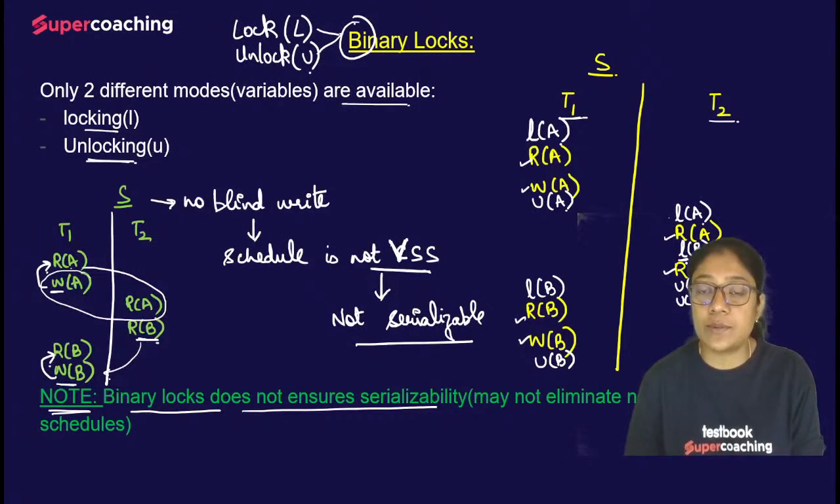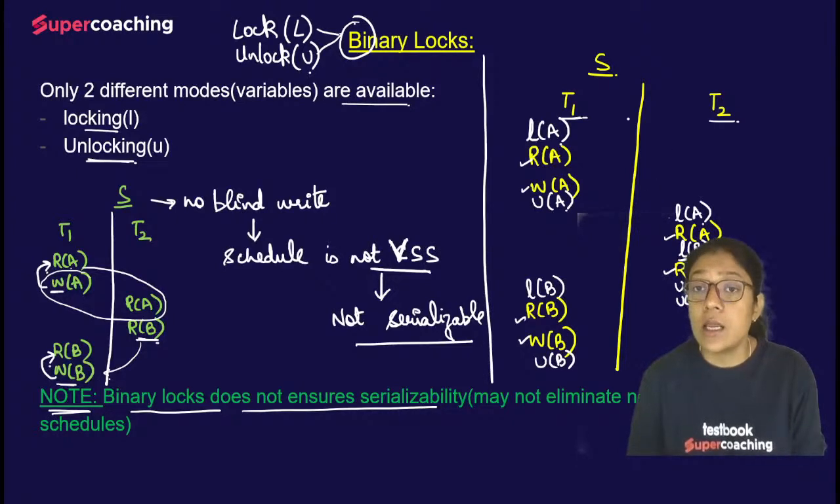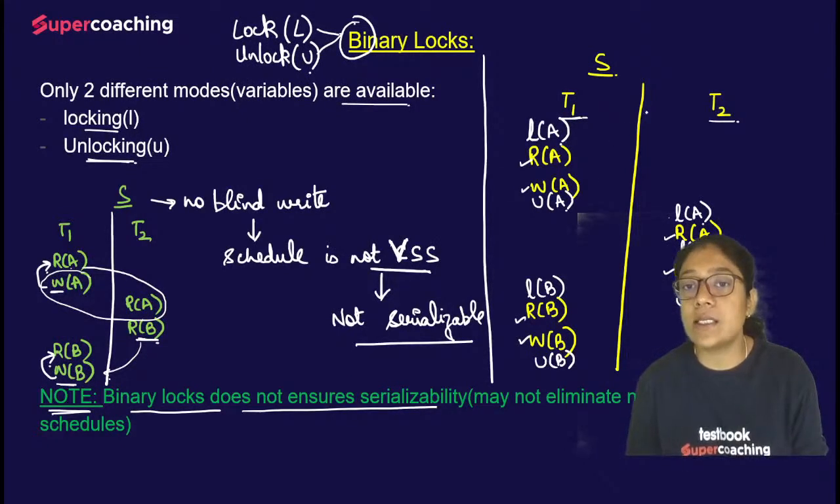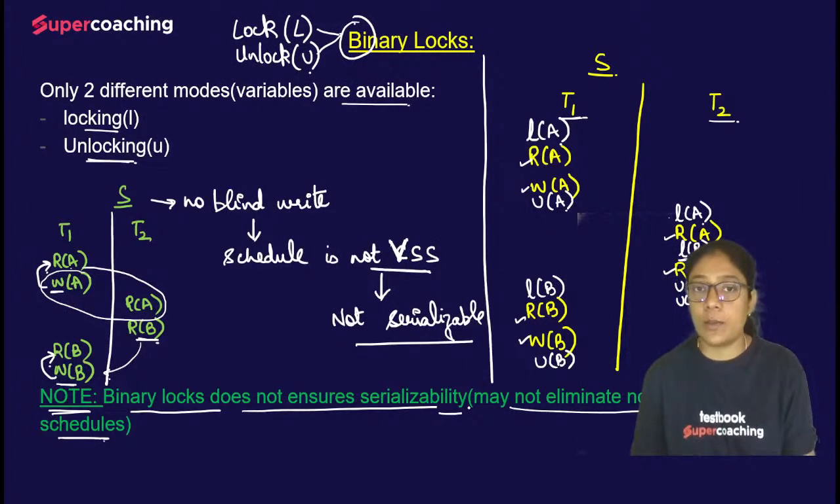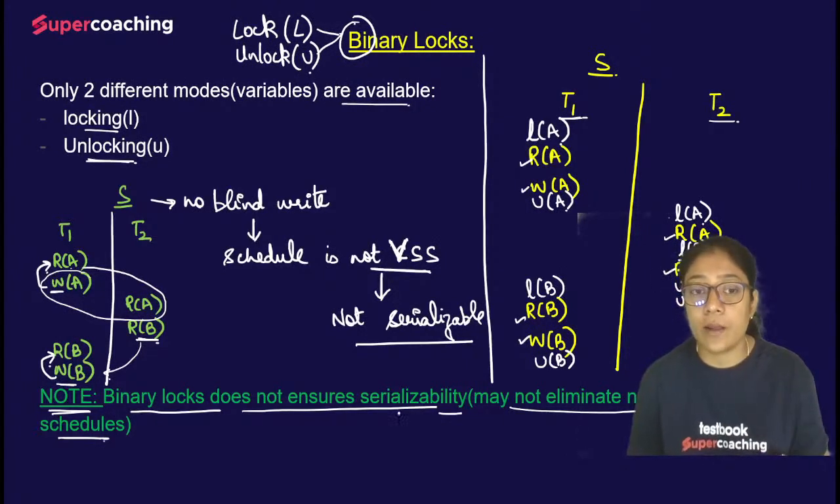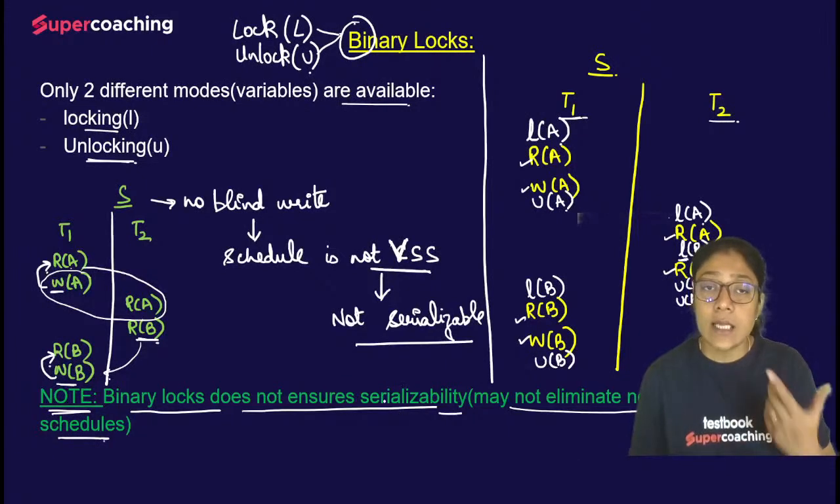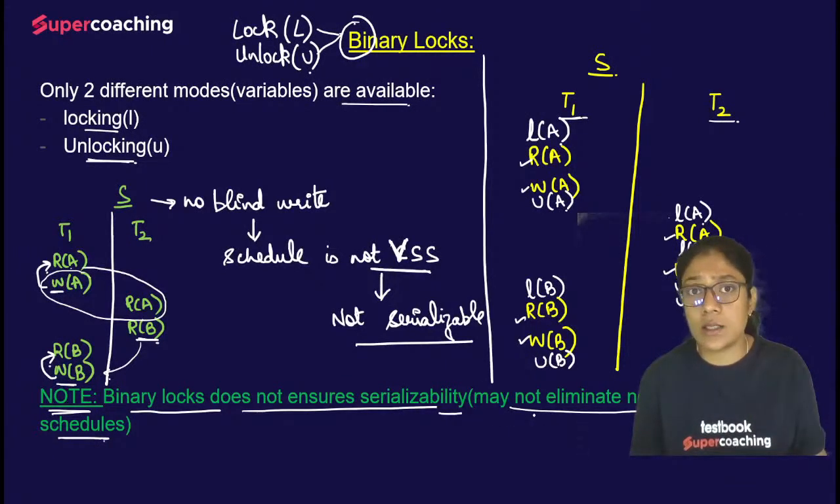अगर binary locks की help से execute हो रहा है तो हम ये नहीं बोल सकते कि schedule serializable है या नहीं है. Because here is the example, we were given with some non-serial schedule, non-serializable schedule, and it has successfully executed using the binary locks. So binary locks does not ensure serializability. It may not eliminate non-serializable schedules. ये non-serializable schedules को eliminate नहीं कर रहा. That is point number 1. Correct? Since some problem is coming up, we want to ensure serializability and recoverability, but it's not ensuring the serializability.